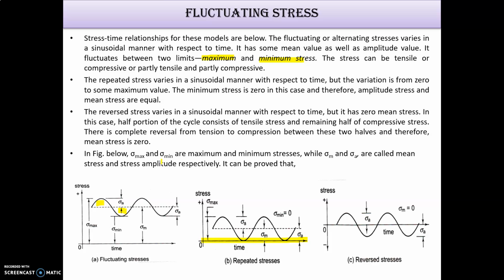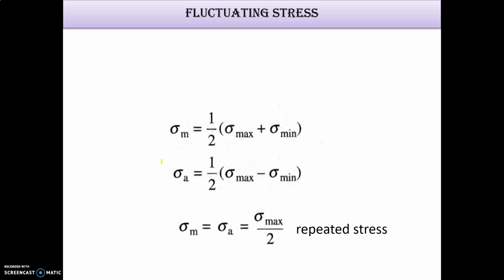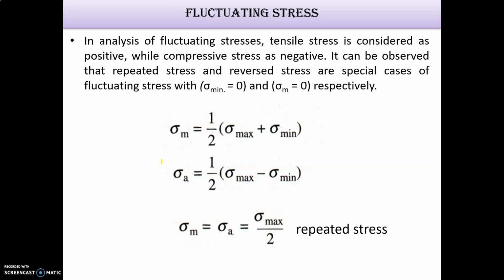Now sigma max and sigma min are the maximum and the minimum stress, while sigma m and sigma a are the mean and the amplitude stress. Let's see the formula for it. In analysis of fluctuating stresses, tensile stress is considered positive and compressive stress negative.